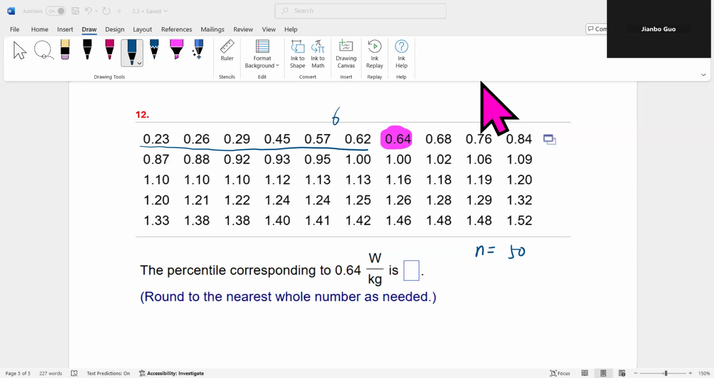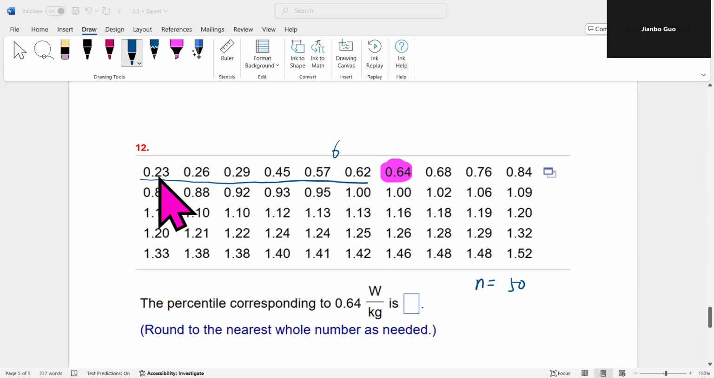Hello class, in this video I'm going to show you how to find the percentile corresponding to a certain data value in a data set. This is question number 12 in section 2.3 about the percentile.